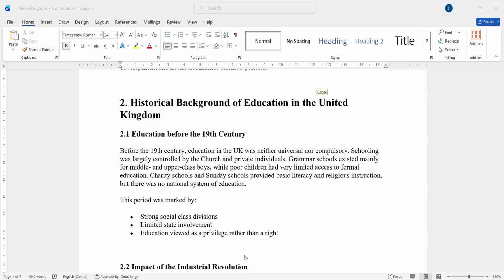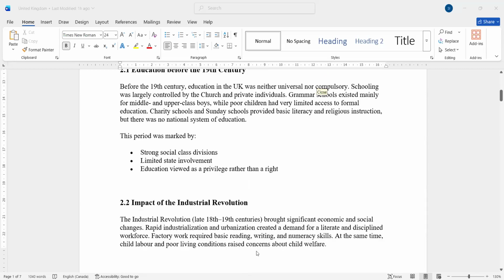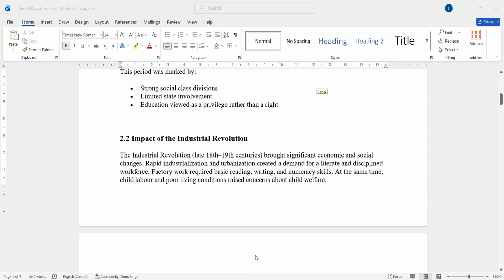Up to grade 9, the children have to go to school. It's a rule, right? An impact of the industrial revolution, right? So the industrial revolution, late 18th and 19th centuries, brought significant economic and social changes. Industries emerged, and people were moving to the urban side. Rapid industrialization and urbanization created a demand for a literate and disciplined workforce. So now people have to learn to get jobs in industries.